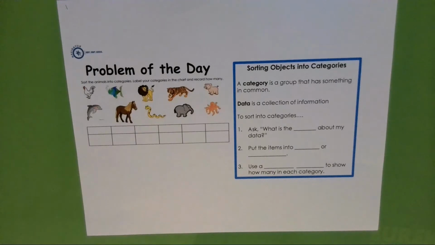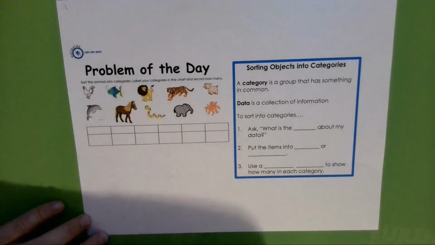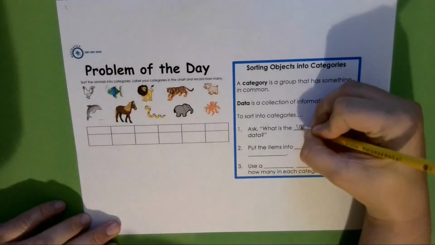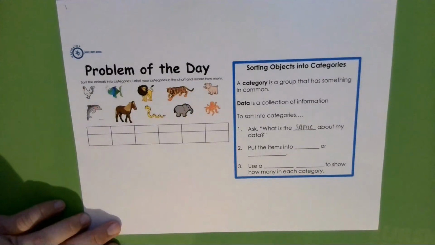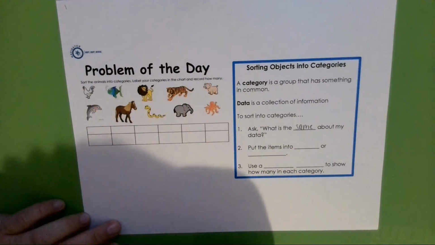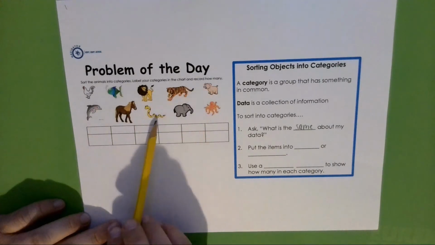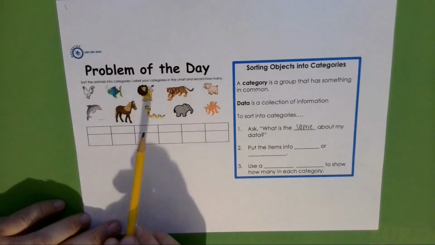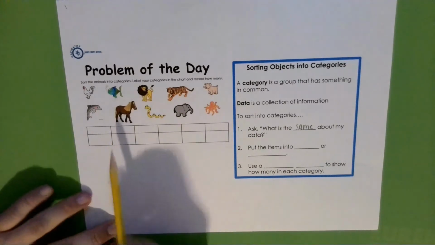Let me show you how I saw a scholar last year sort these animals. Here's what they did. First, they asked themselves, what is the same about my data? And then they looked and they noticed that some of these animals swim or live in the water, and some of these animals walk and run or live on land.